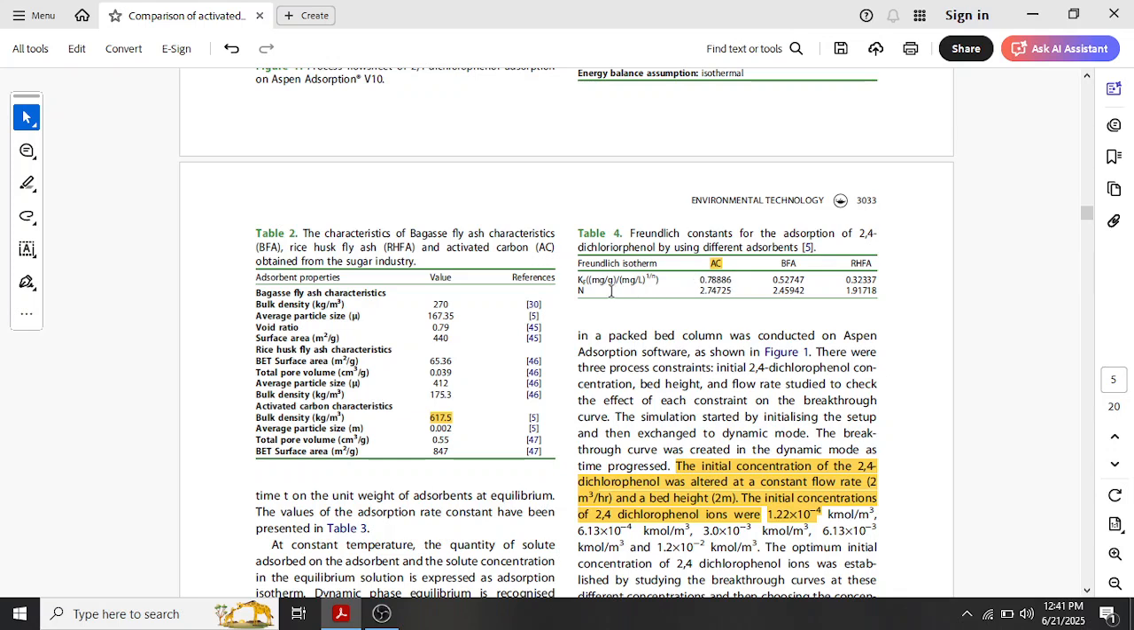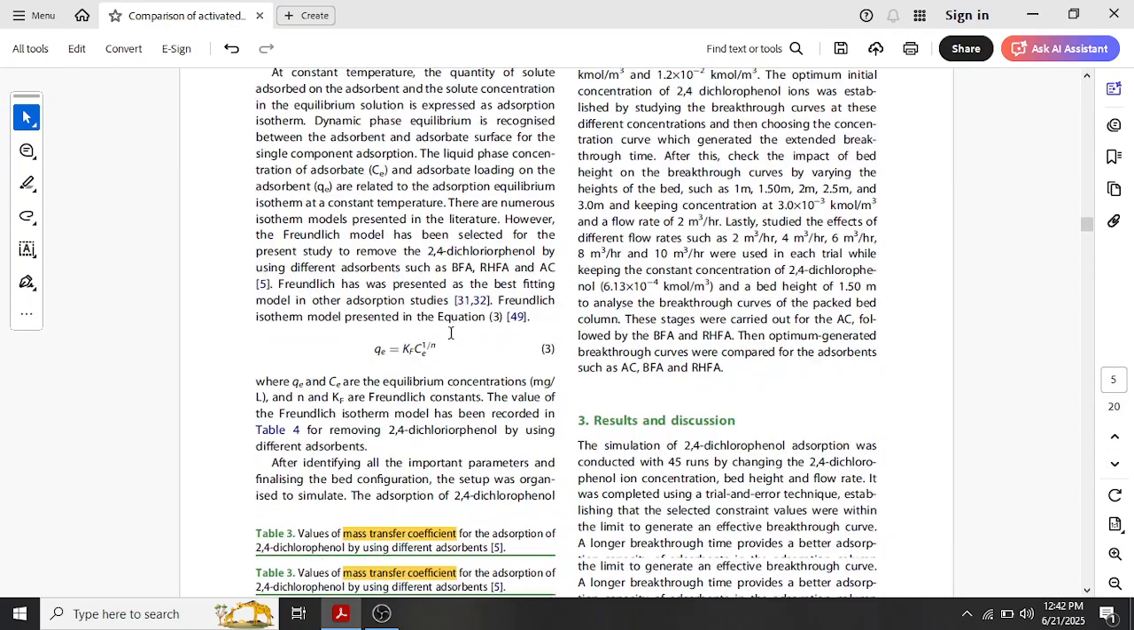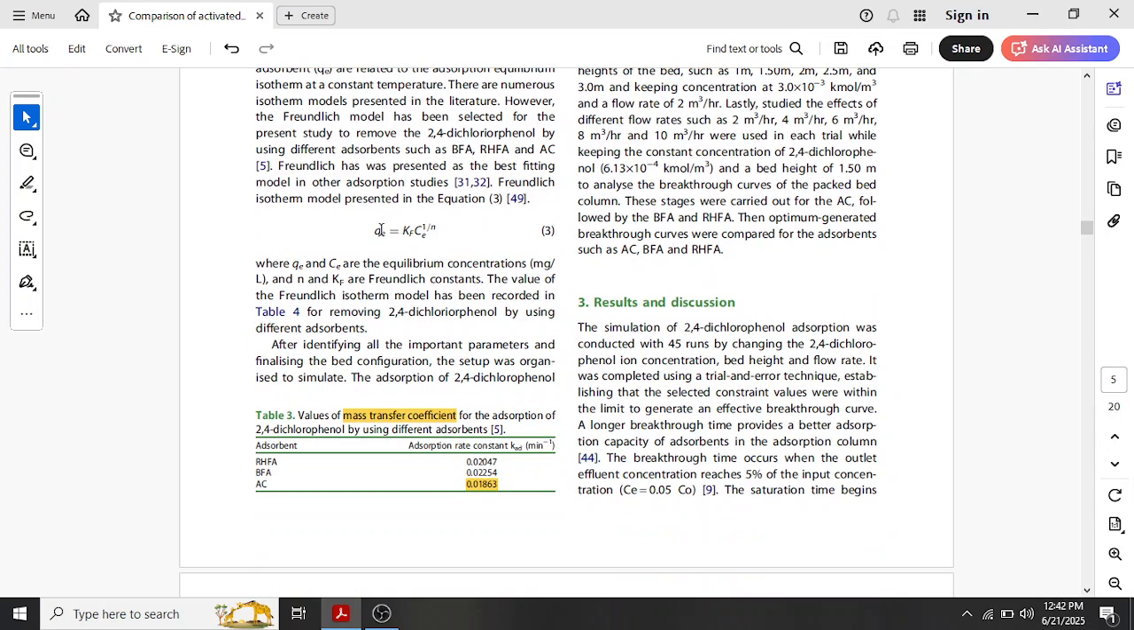This is the factor which shows the affinity between adsorbent and adsorbate. It is 2.74. The n has no unit, and this is the unit of Kf, the Freundlich constant. You can obtain this unit by conversion or by rearranging the Freundlich equation. So this is the equilibrium uptake.